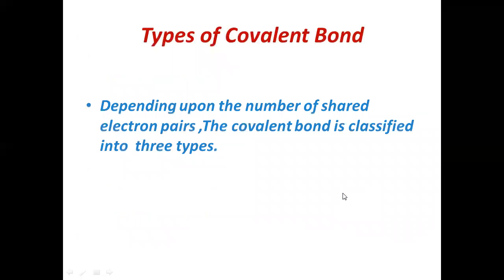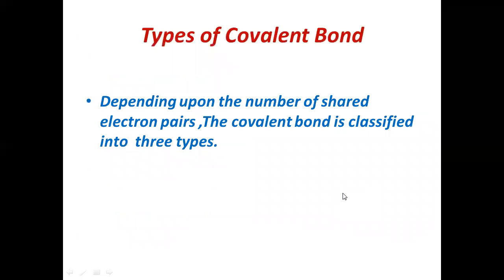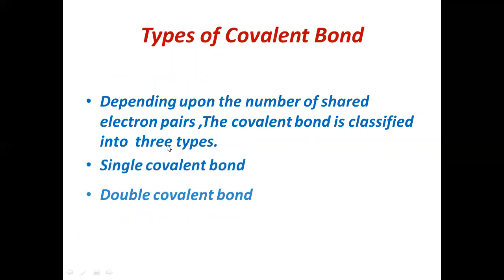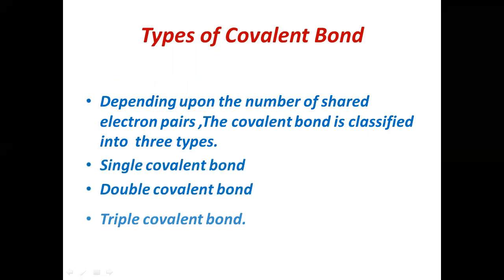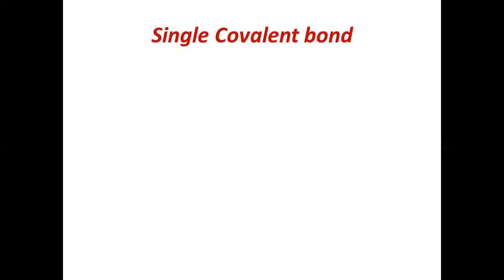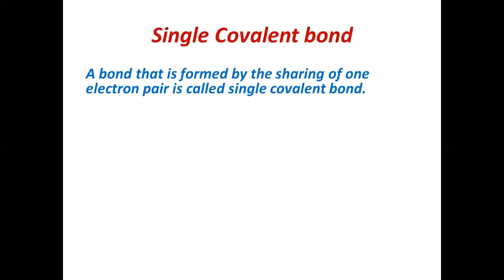Types of covalent bond depend upon the number of shared electron pairs. On the basis of shared pairs of electrons, the covalent bond is classified into 3 types: single covalent bond, double covalent bond, and triple covalent bond. A bond that is formed by the mutual sharing of one electron pair is called a single covalent bond. When only one electron is shared by each atom, then the bond formed is called a single covalent bond.